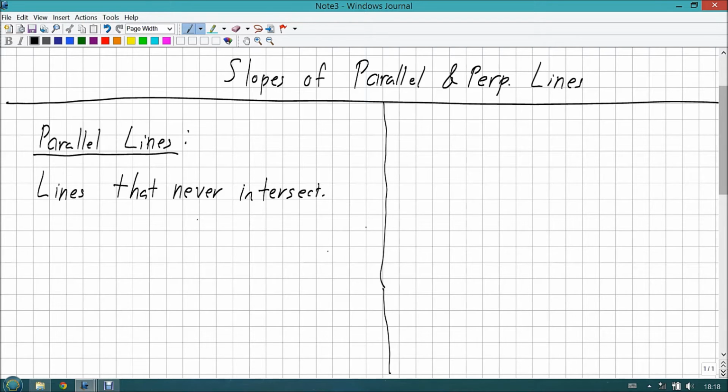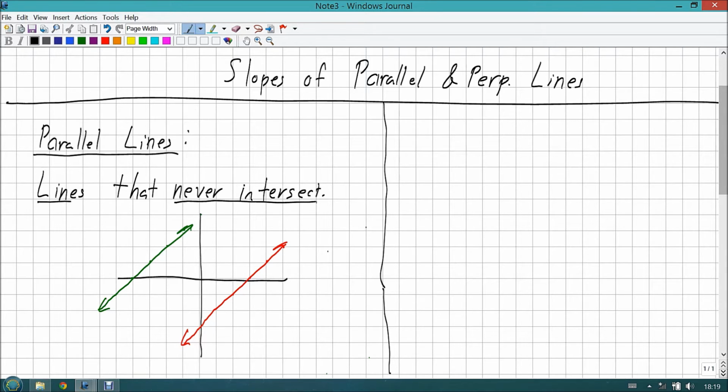So if I have two lines that never touch, we're going to look at their slopes. Let's say that we have this line over here in green. And look at that beautiful green line. And then another line over here in red. Look at that beautiful red line. And I have to ask the question: are these two lines parallel? And the answer to that question is yes, these are two lines in the same plane that never intersect.